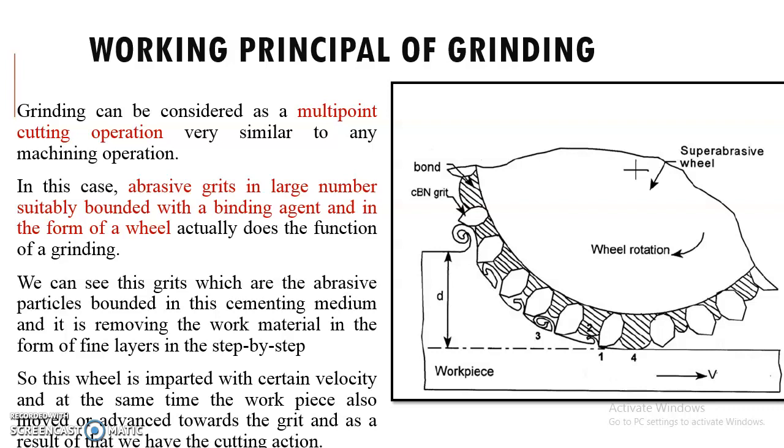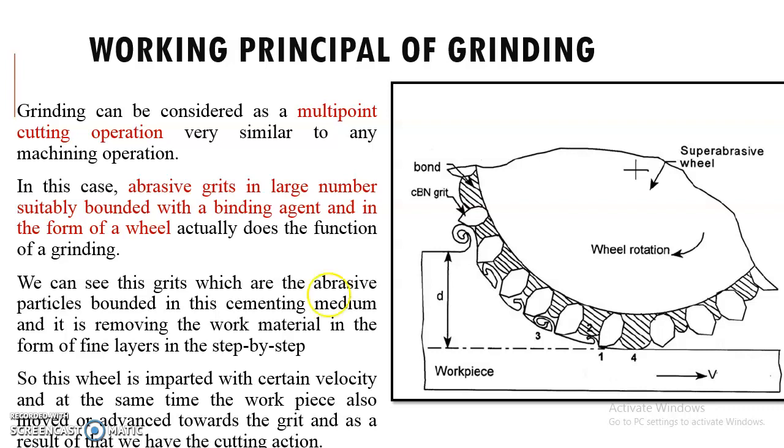Grinding is a multi-point cutting operation which is very similar to any machining operation. What is exactly in the grinding? There are a number of abrasive grits in large quantity which are suitably bonded with a binding agent, and it is forming a wheel which actually does the function of grinding.